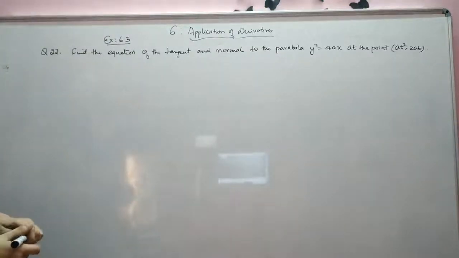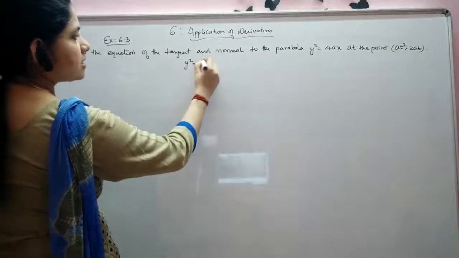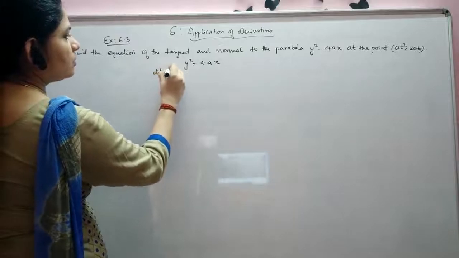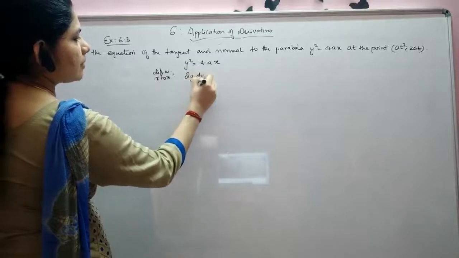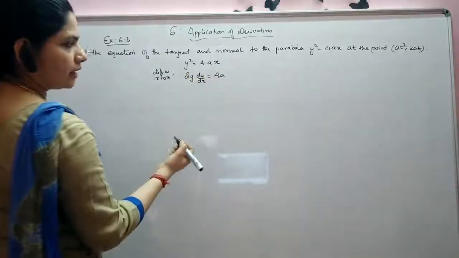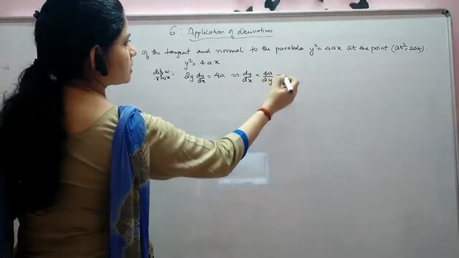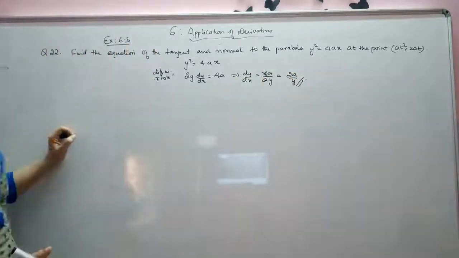Question number 22 is find the equation of the tangent and normal to the parabola y square equal to 4ax at the point at square comma 2at. So first you have to find the derivative or slope of tangent. y square equal to 4ax. While differentiating with respect to x, what you will get? 2y into dy by dx is equal to 4a into 1, or dy by dx is equal to 4a by 2y, which is 2a by y. So this is dy by dx, that is slope of the tangent.